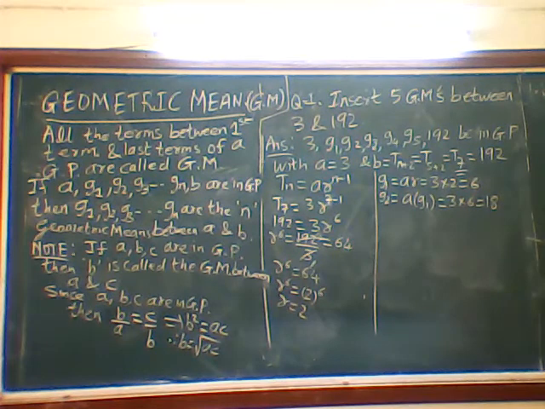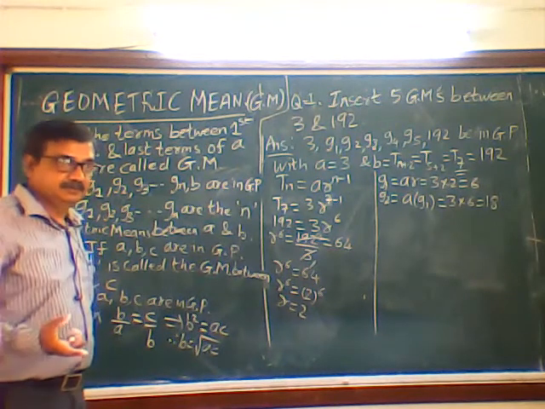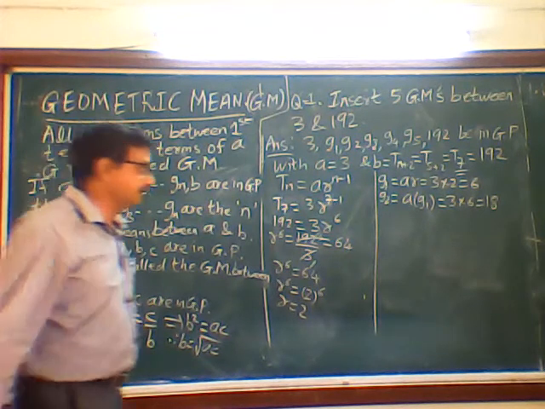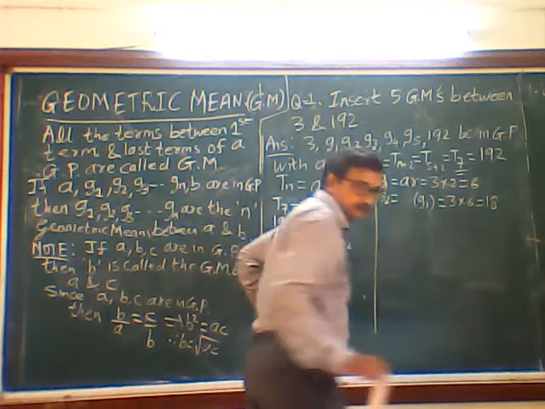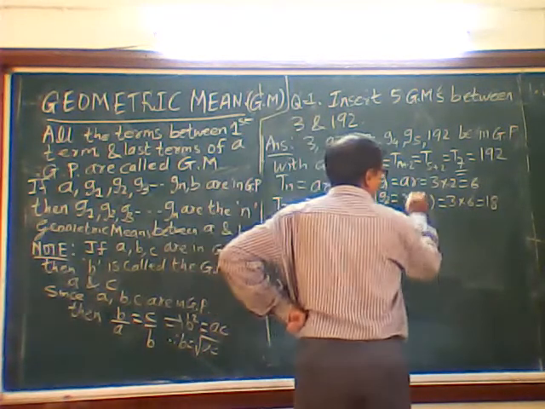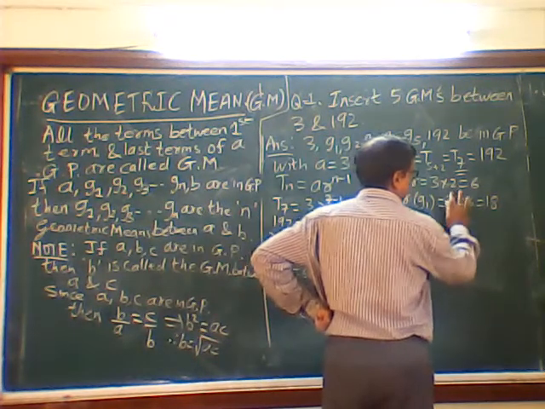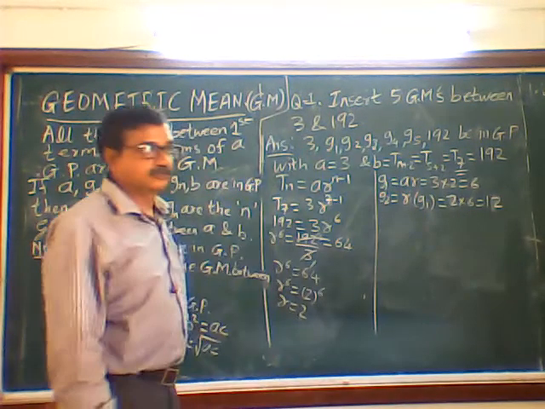A into G1 or will it be G1 into R? See, in arithmetic mean what have we done? A1 was A plus D. Then the third term was A plus 2D. So we are adding it. So here, instead of A, it will be R. R into G1. What is R? R is 2. Okay, 2 into 6. That is 12. 2 into 6 is 12.